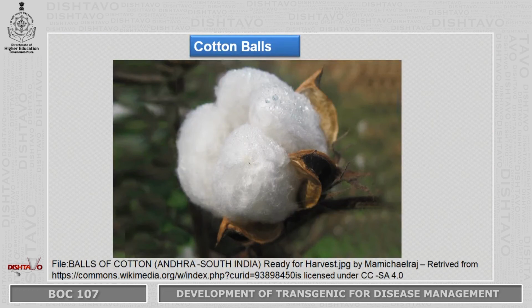Now, to protect this plant from this insect, this gene was inserted, and this gene was producing these insecticidal proteins in crystal form. Whenever this insect was feeding on that protein, this protein was activated due to the acids present in the guts of this insect, which helps to kill this insect, thereby protecting this cotton plant.